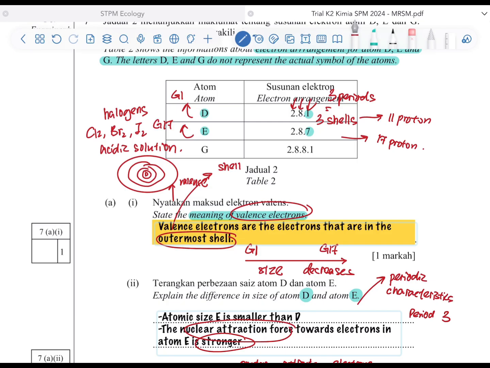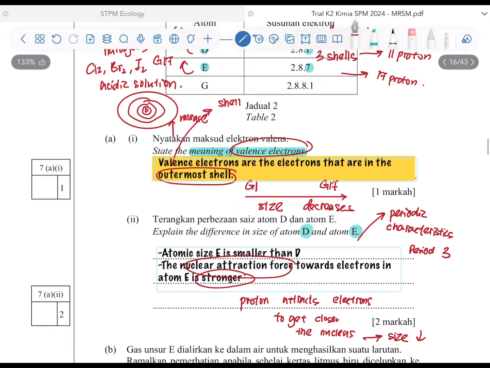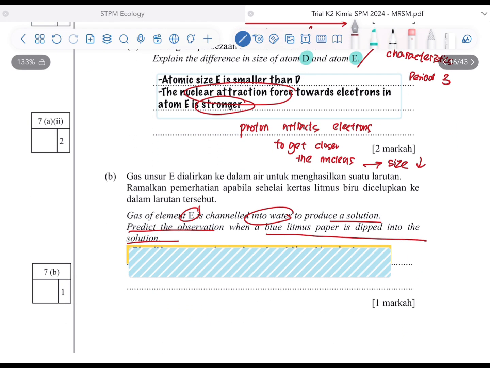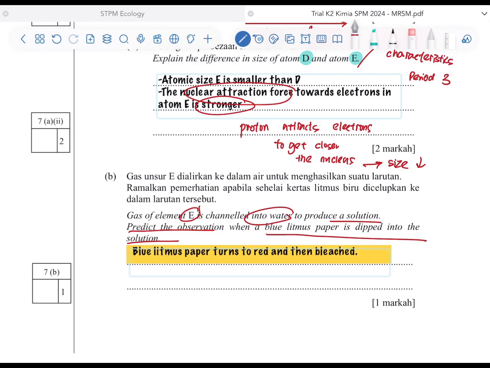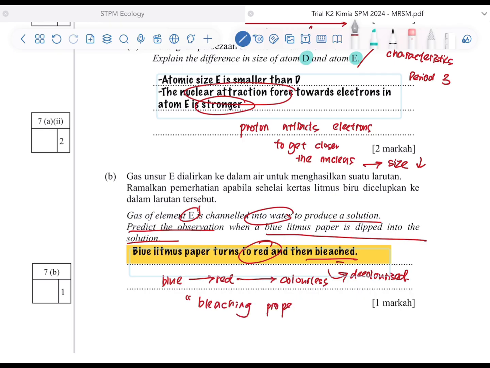So when I put the blue litmus paper into the acidic solution, what will be the observation? The blue litmus paper will turn red and then bleach. Bleach means it suddenly decolorizes. So there are 2 color changes: first it changes from blue to red, and then from red it becomes colorless. This is due to the bleaching properties of the group 17 elements.